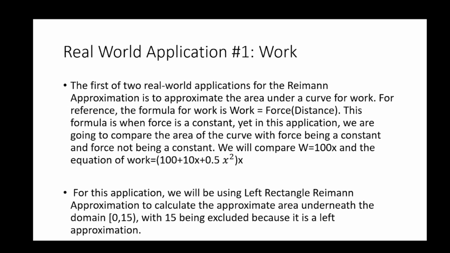We're going to compare the area of that with the area of force not being constant, which our equation for force in that case would be 100 plus 10x plus 0.5x squared, and then that's going to be multiplied by our distance of x. So you're going to end up with the equation work equals 100x plus 10x squared plus 0.5x cubed. Now for this application, we'll be using the left rectangle method to calculate the area underneath the domain of 0 to 15. The reason that 15 is in parentheses is because we don't include the end value with the left approximation.